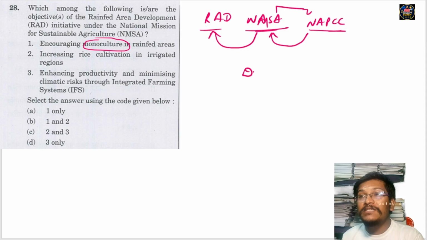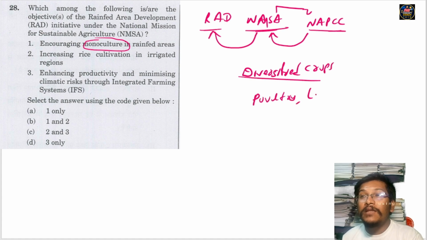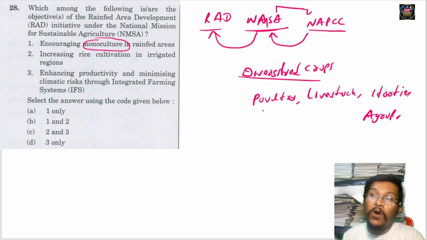Due to the diversified crops along with poultry, along with livestock, along with horticulture, along with agroforestry. I think you all know what poultry, livestock, horticulture, and agroforestry are. So now let us move to the second statement, which is increasing rice cultivation in irrigated regions.